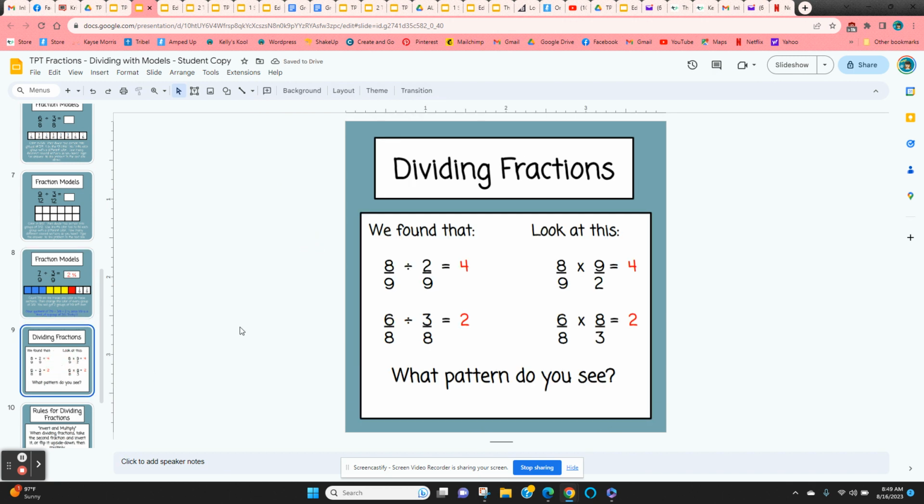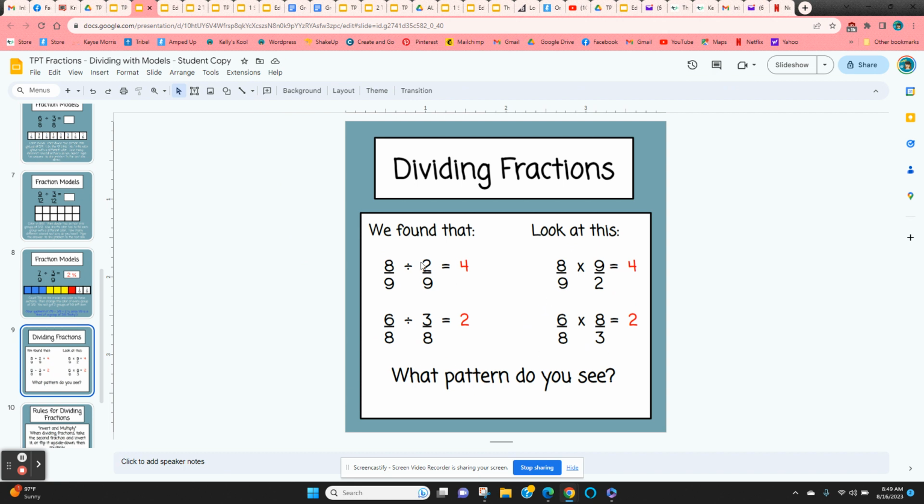Now students are going to be looking at the next slide. We're going to show them what they've already found in previous slides. We found that 8 ninths divided by 2 ninths is 4. But if we look at this multiplication problem, 8 ninths times 9 over 2, we also get 4. 6/8 divided by 3/8 is 2, and we know that 6/8 times 8/3 is also 2.